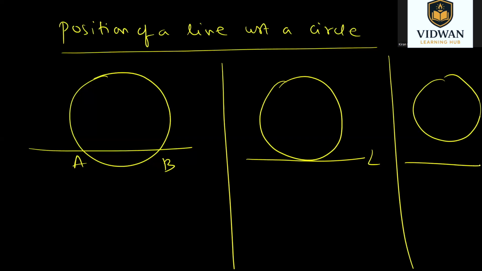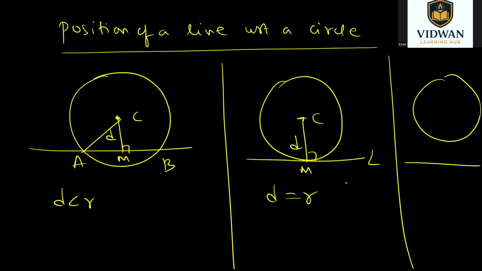So what will be the conditions for this? If you find the distance from the center of the circle to the line, suppose you call it D. In this case, D will be less than the radius, because CA is the radius and clearly the hypotenuse will be bigger in the triangle, so D is less than the radius. And here D will be equal to the radius. And here the distance from the center to the line, D, would be more than the radius. So if the distance from the center to the line is less than the radius, the line will cut the circle at 2 points. If it is equal to the radius, it will touch the circle. If it is greater than the radius, it won't cut the circle at all.